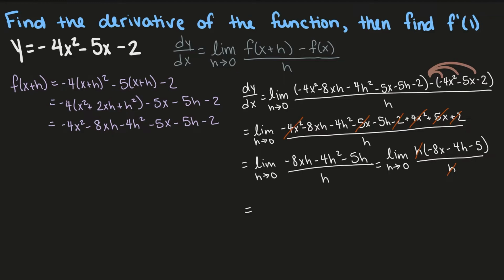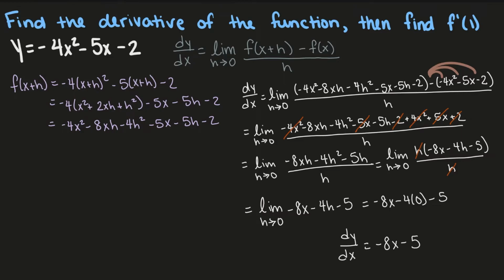So we're left with the limit as h goes to 0 of negative 8x minus 4h minus 5. And we can solve this limit to find our derivative. Plugging in 0 for h gives us negative 8x minus 4 times 0 minus 5, or dy/dx is equal to negative 8x minus 5.